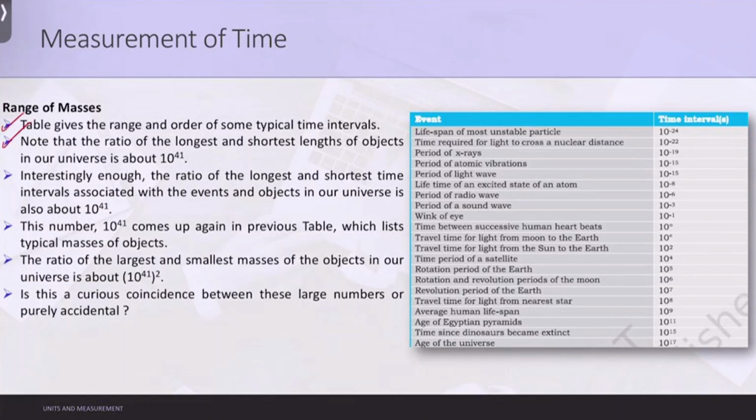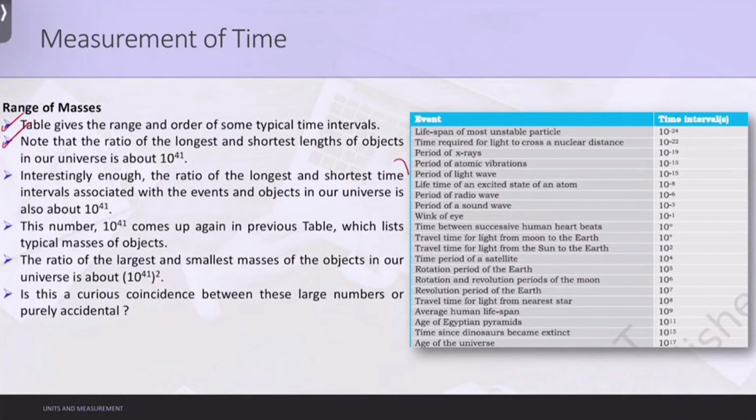Interestingly enough, the ratio of the longest and the shortest time intervals associated with events and objects in our universe is also about 10 to the power 41. This number 10 to the power 41 comes up again in the previous table, which lists typical masses of objects. The ratio of the largest and the smallest mass of objects in our universe is about 10 to the power 41 squared. This is a curious coincidence, and the similarity between these is purely accidental.